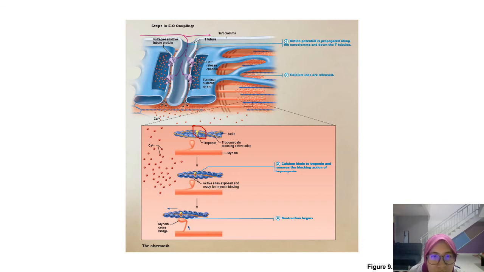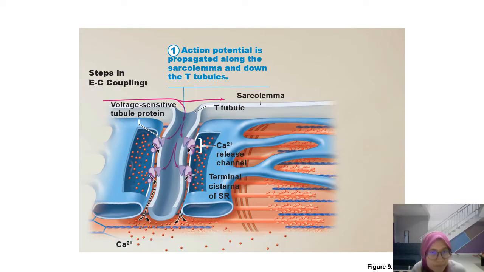The orange line is the tropomyosin, which is blocking the actin active site, so the actin and myosin cannot couple. So when the calcium ion comes in and binds with the troponin, it will remove the orange line here. See here, it exposed the actin active site. So now the actin active site can couple with the myosin, and now the contraction begins.